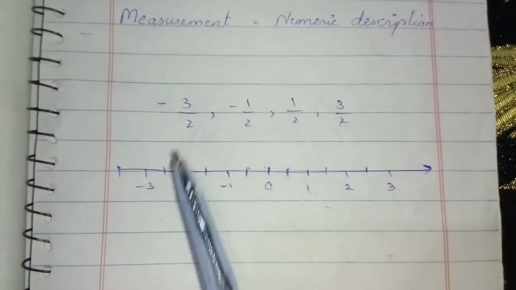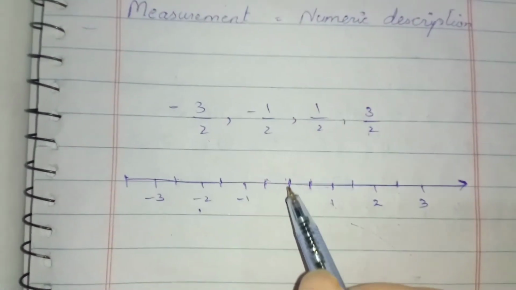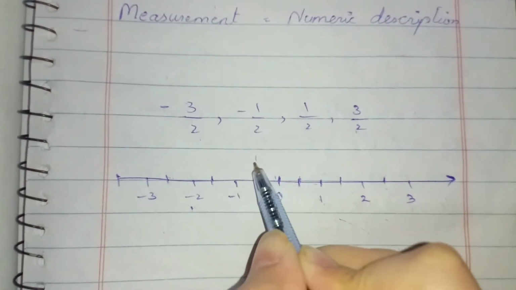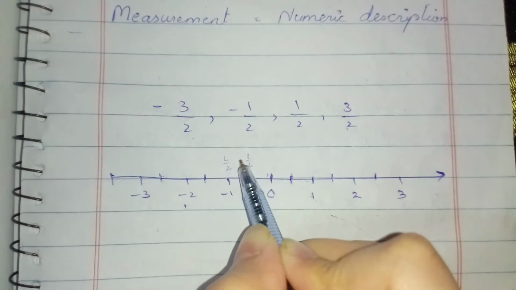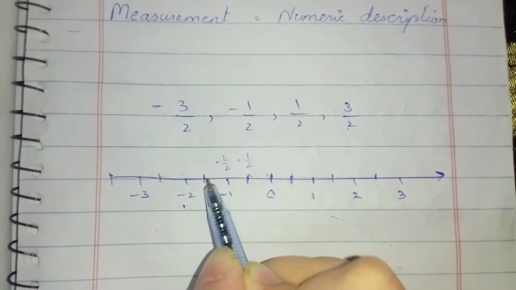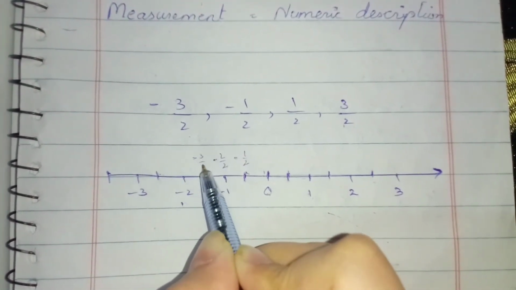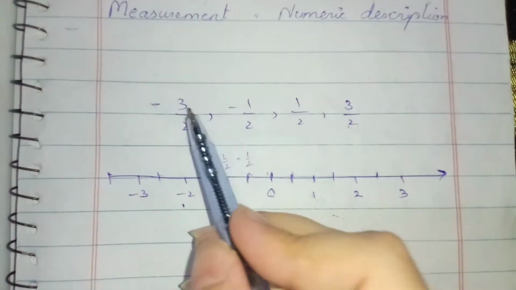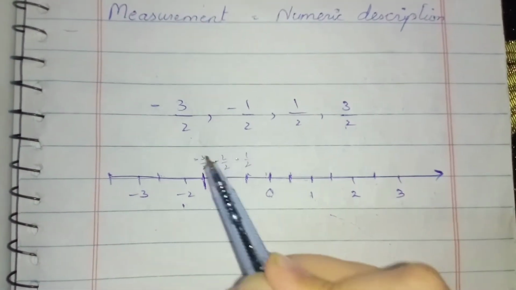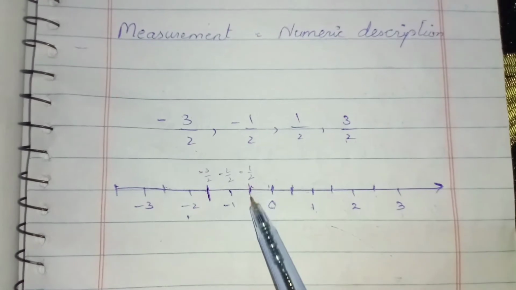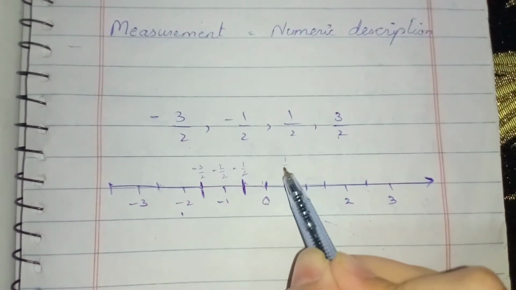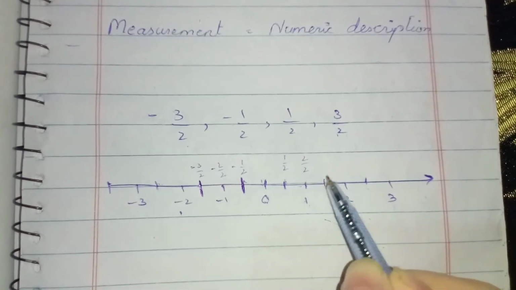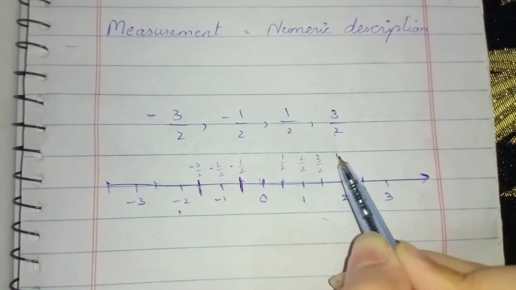Alright. Now we have to put -3/2. So this is 0 and this is 1/2. This is 2/2 and on the negative side there is a minus sign. This is -3/2. So -3/2 is just this. -1/2 is that point, and positive 1/2, 0, 1/2, 2/2, 3/2 and this is 4/2.